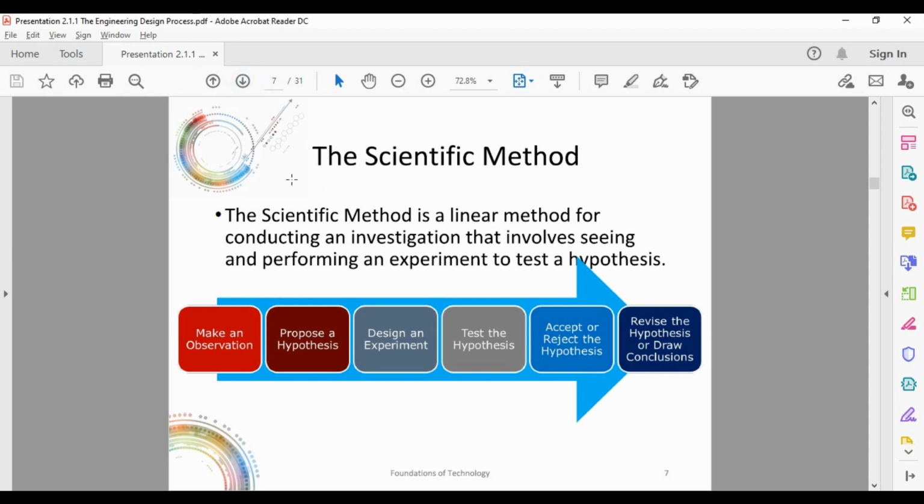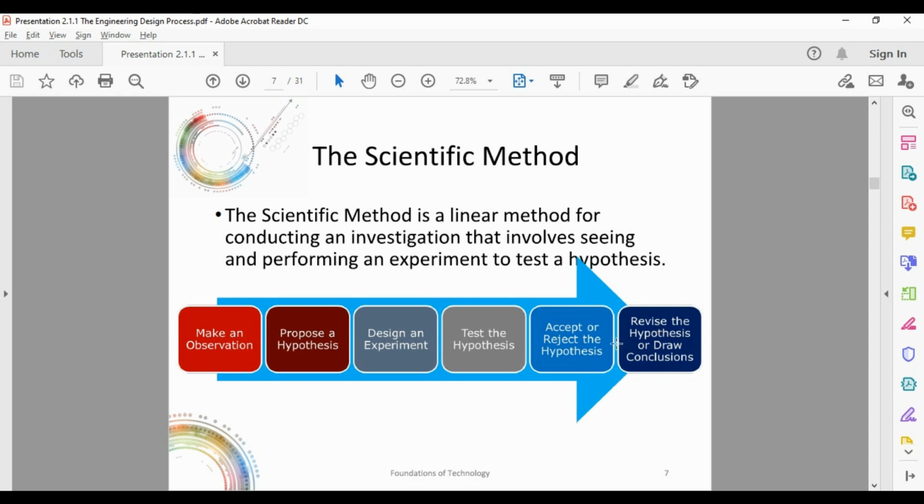The scientific method is a little bit more of a linear method, and the thing about it is that it has a start and a finish, so there is an end goal that you're trying to reach. It goes through this process: make an observation, propose your hypothesis, design an experiment, test the hypothesis, accept or reject the hypothesis, and then revise the hypothesis or end the experiment by drawing the appropriate conclusions.